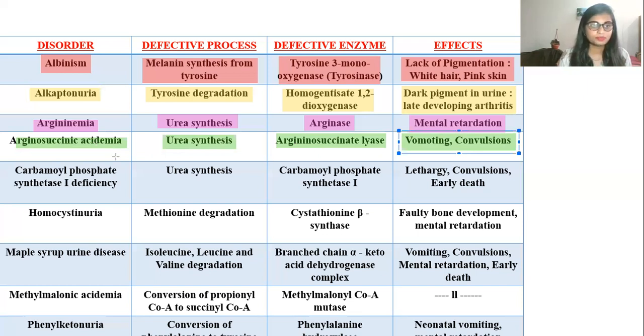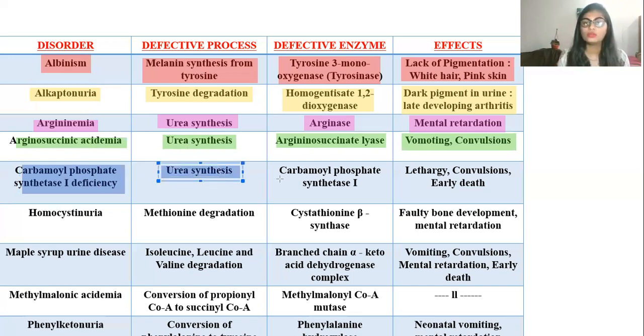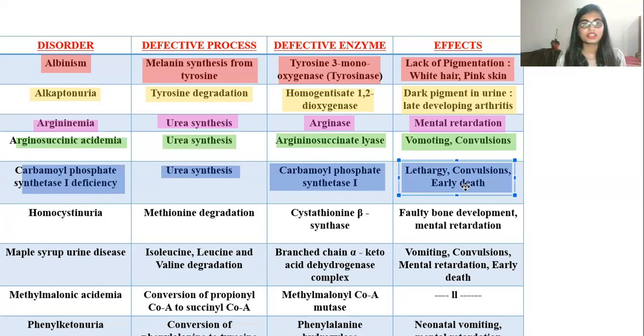So the next disorder, that is carbamyl phosphate synthetase 1 deficiency disorder. Here the defective process, here also, is urea synthesis, and the enzyme is carbamyl phosphate synthetase 1, which is responsible for the first step in the urea cycle. So when this enzyme gets deficient, that leads to carbamyl phosphate synthetase 1 deficiency. The effects are lethargy, convulsions, and also early death. So these are the effects of this disorder.